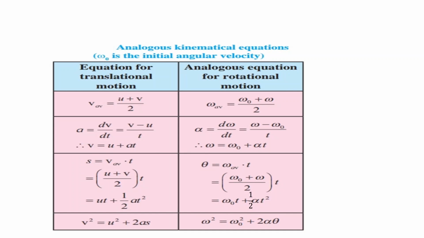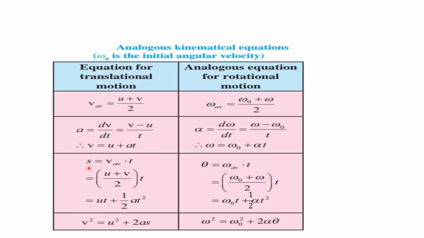This is a table for the kinematic equations which are analogous to each other. So average velocity is equal to u plus v upon 2. Here velocity is replaced by the angular velocity, and that is given by omega naught plus omega upon 2. Here omega naught is the initial angular velocity and omega is the final angular velocity. Similarly, linear acceleration is equal to dv upon dt, so angular acceleration is d omega upon dt.